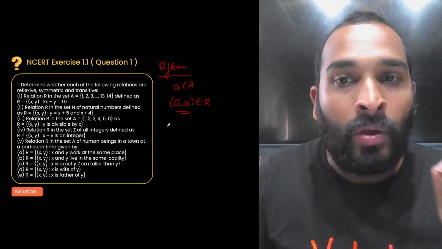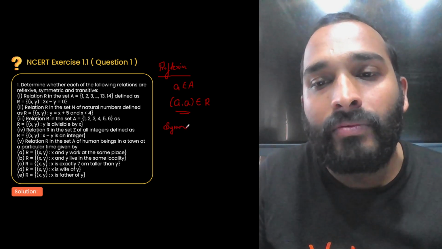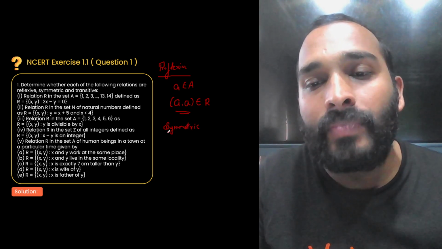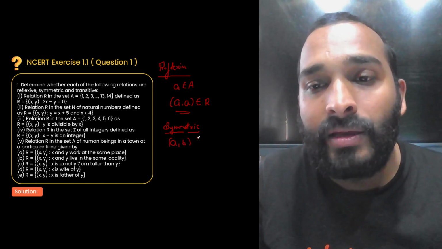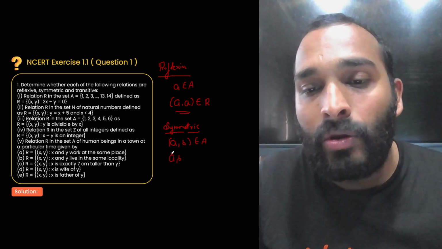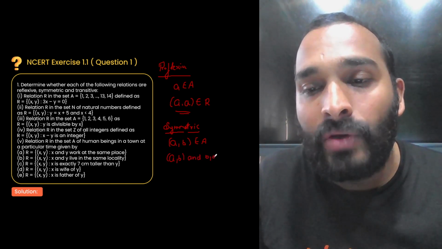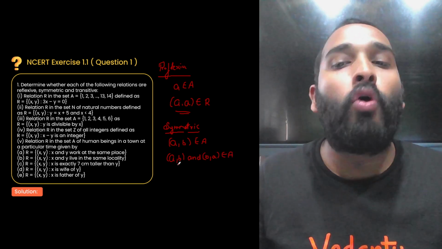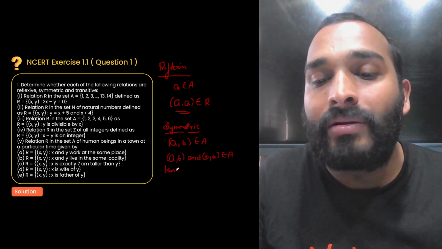And let us see what is symmetric. When can you call a relation to be symmetric? You can call a relation to be symmetric if (a, b), that is elements a and b belonging to set A, and in the set R you have (a, b) and (b, a). Yes, if you have (a, b) and (b, a) belonging to R, then you call this relation to be symmetric.